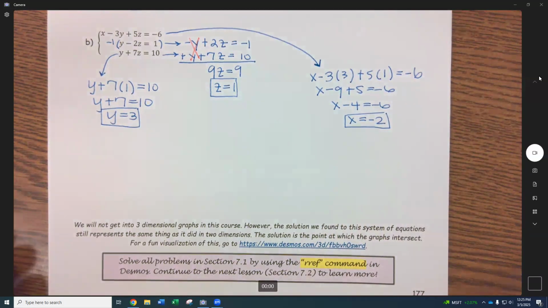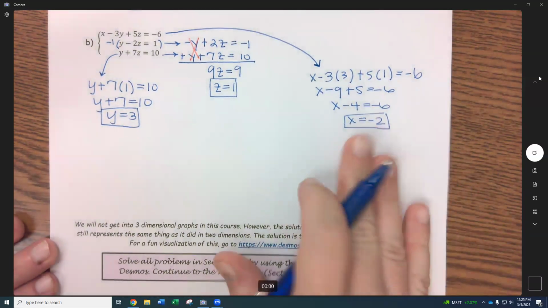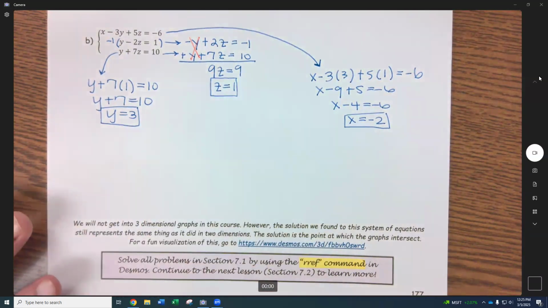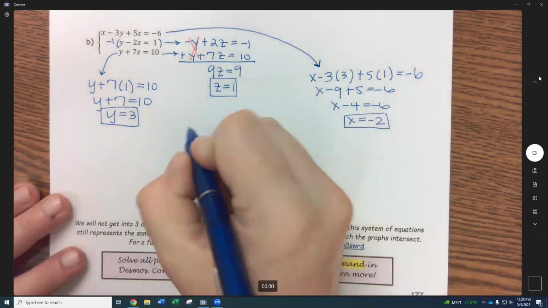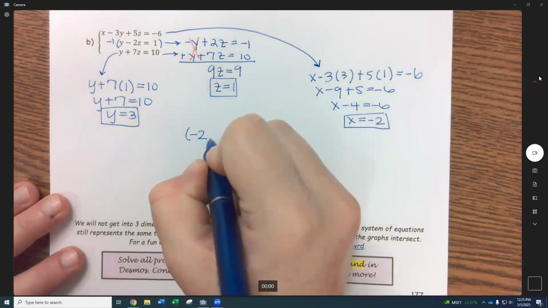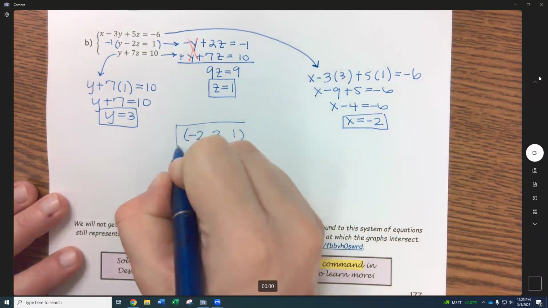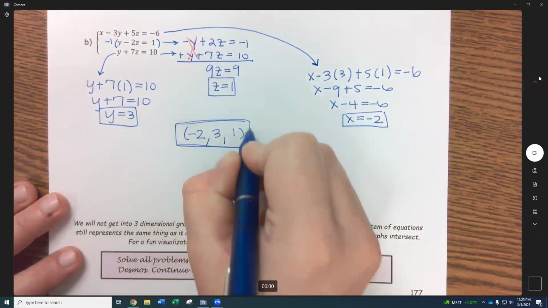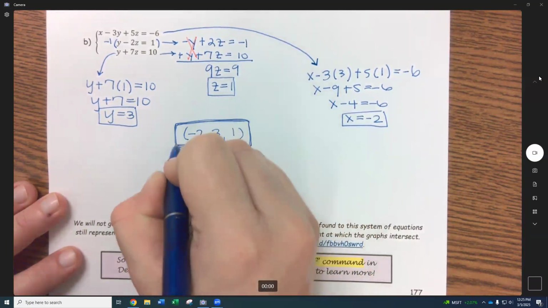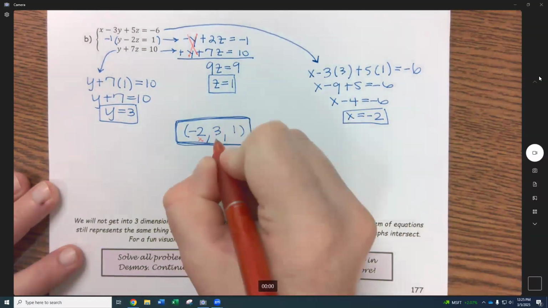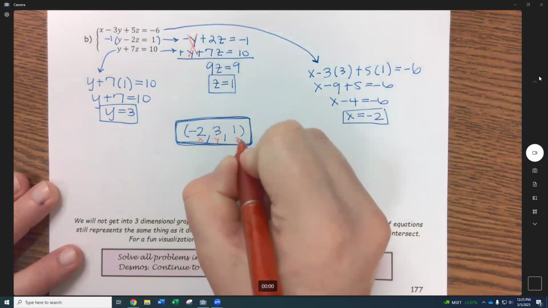Okay, now in my math lab, it's going to ask specifically, what does x equal? What does y equal? What does z equal? But I like these as ordered pairs. So this is -2, 3, 1. That is your final answer for me on your test. And so this is always x, y, z.